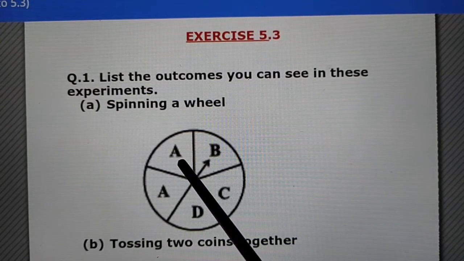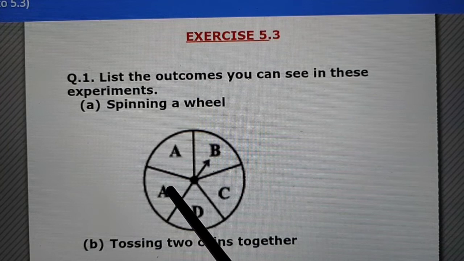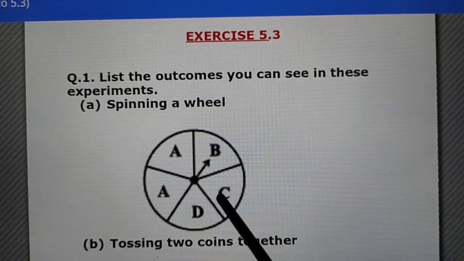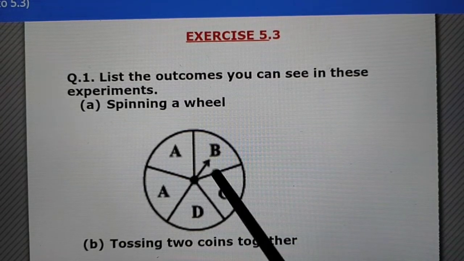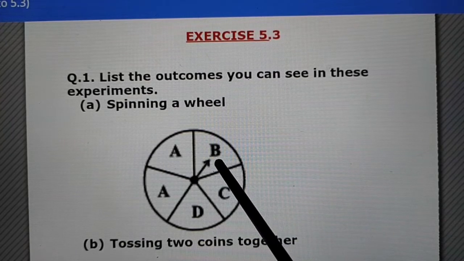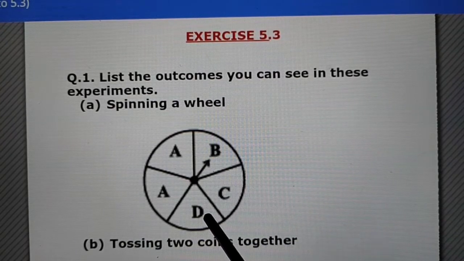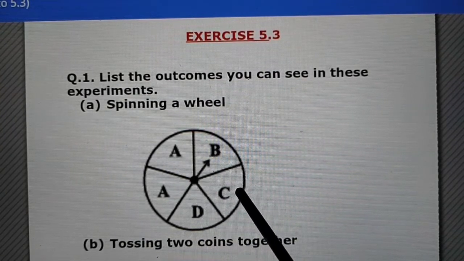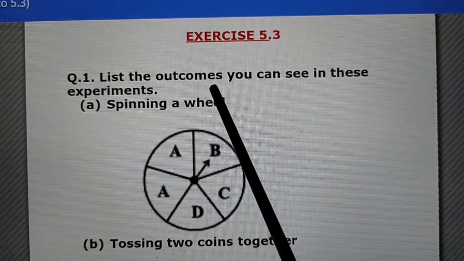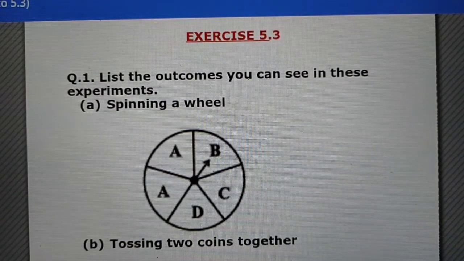Now if the arrow comes at this point, then A. If it comes at this point, it is also A. So these are equally likely events, equally likely chances to come. Maybe A is the answer, maybe B, or C or D. So these are the chances to come, that is the outcomes. And the second question is tossing two coins together. What are the outcomes? You just make a list of the outcomes.